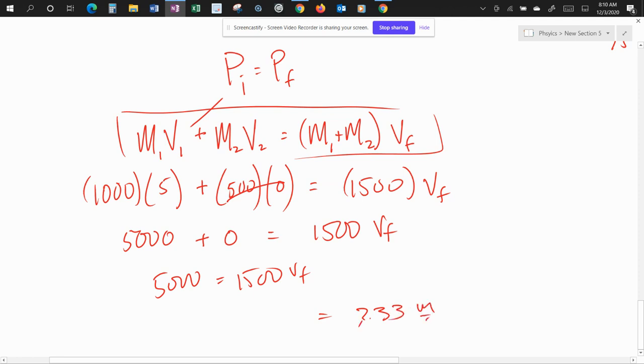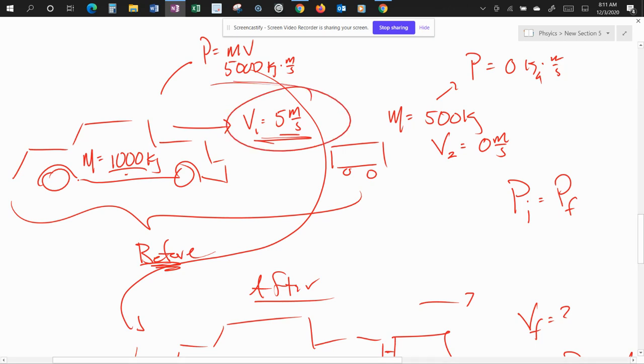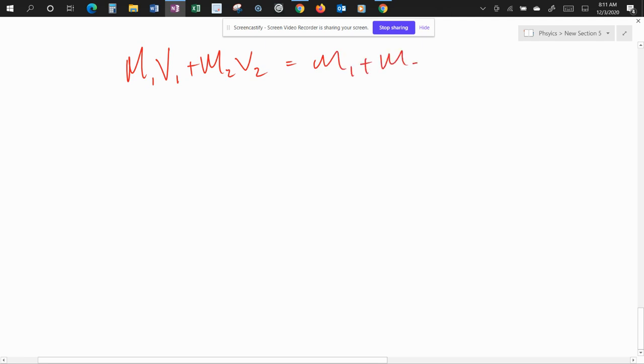Now, the good thing is that if you make a mistake here, normally you're going to get an answer that doesn't make any sense. You can't hit something and end up with a speed that's higher than what you were going at. Okay, let's do one more example here using my equation, M1V1 plus M2V2 equals M1 plus M2 times VF. So this is before. Everything that's happening before goes into that equation. Everything after goes here.